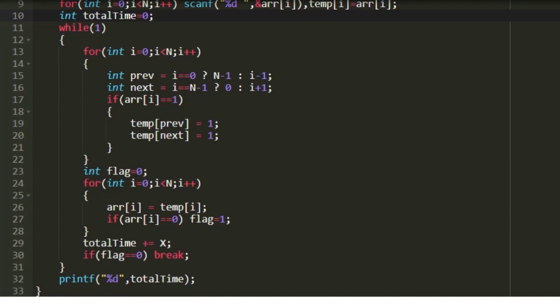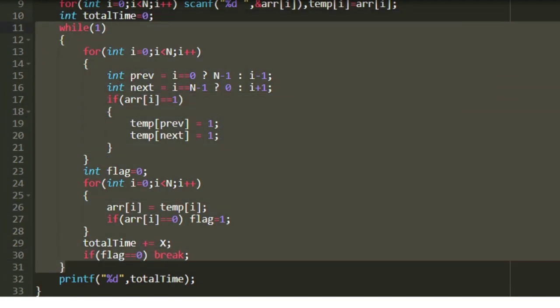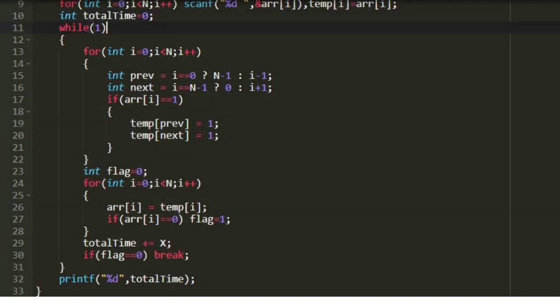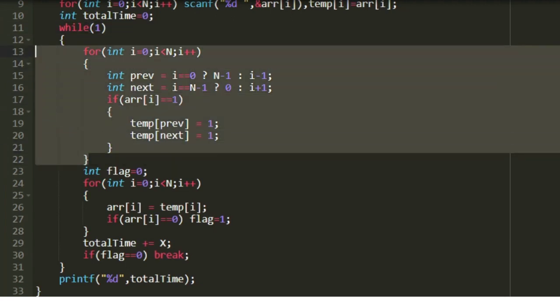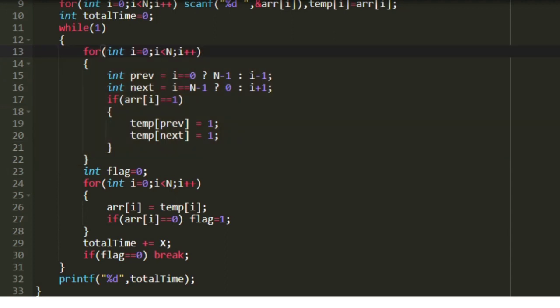So now we are going to calculate the time to make all the candles turn on. So to do that, first I am creating an infinite while loop. So this while loop iterates until a break condition is executed manually. So in every iteration we will be updating our array and then we will check whether we can break out of the loop or not. So first let us see how we are updating.